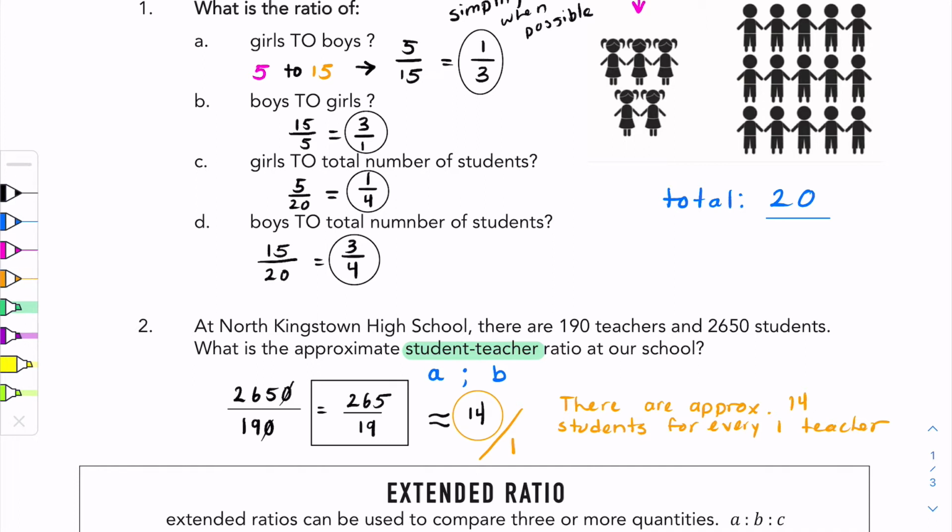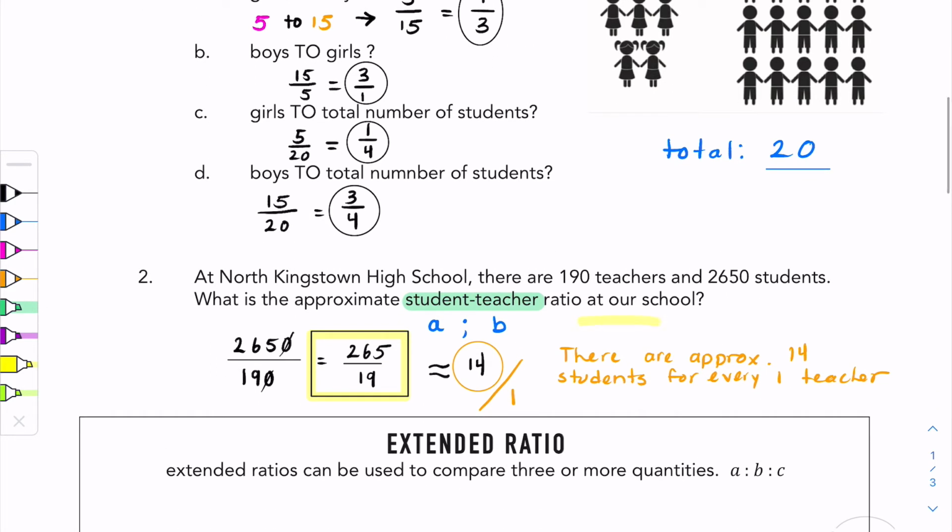The exact answer would be this. However, it just doesn't sound very nice to say, for every 265 students, there are 19 teachers. This sounds much better.